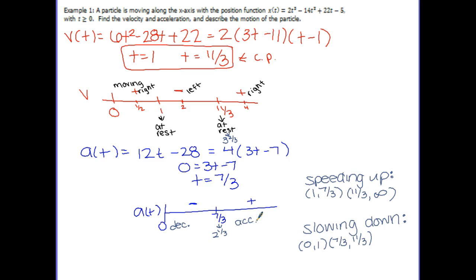I'm sorry, why is it speeding up at 1 to 7/3? So at 1, it's negative. At 7/3, it's negative. So if these are both negative, it is speeding up. If they're both positive, it's speeding up. Because they're like opposing signs. So negative times a negative actually creates the positive.